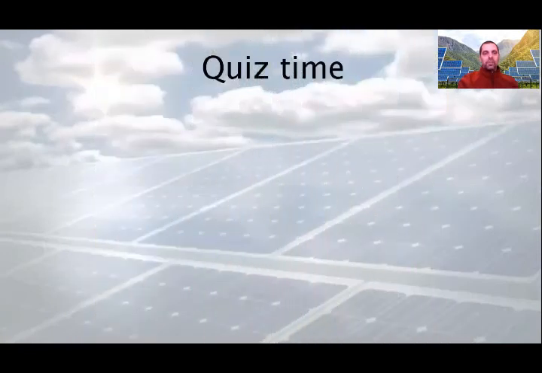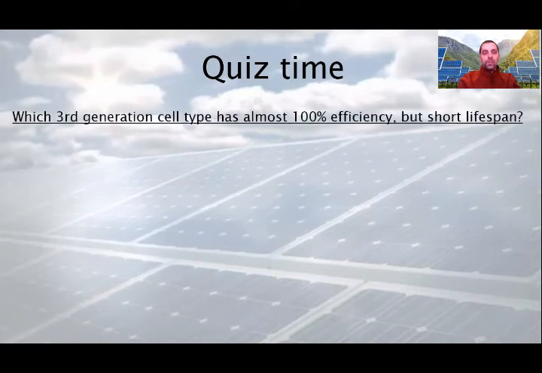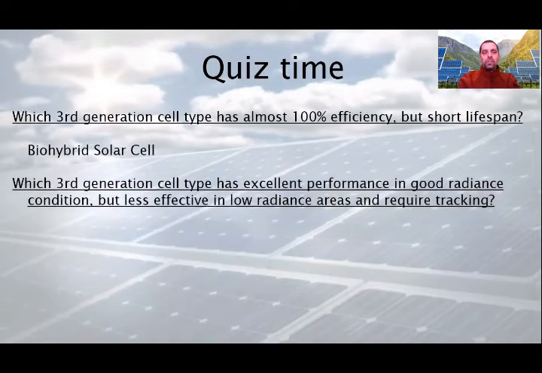After covering the third generation cell types, let's make a quiz to test your knowledge. Try to find out which solar cell the question is about. Which third generation cell type has almost 100% efficiency but short lifespan? It is the biohybrid solar cell. Which third generation cell type has excellent performance in good radiance conditions but is less effective in low radiance areas and requires tracking? This is the concentrated solar cell.